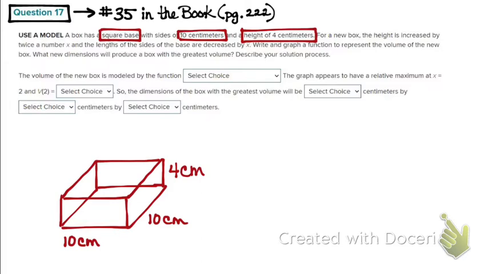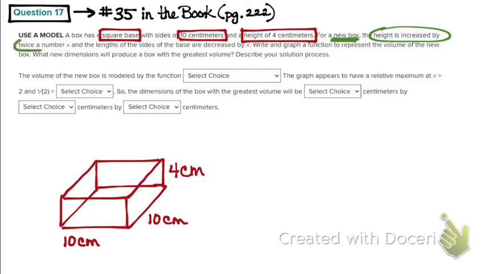What are they going to do to this box? I know, it's 3D. What does it say? The height is increased by twice the number x, and the length of both sides of the base are decreased by x. Yes, the height is increased by twice a number x.